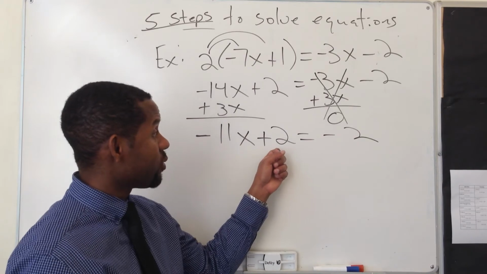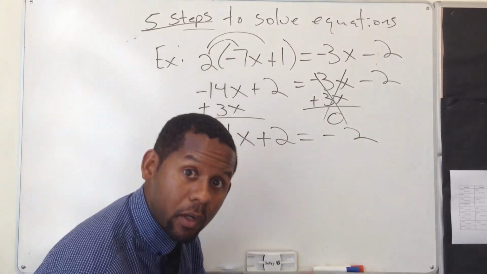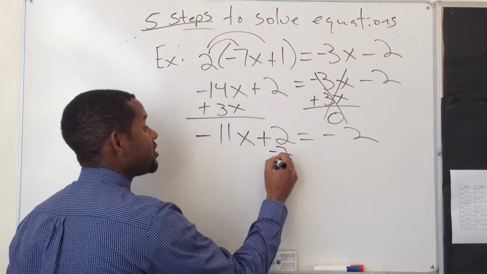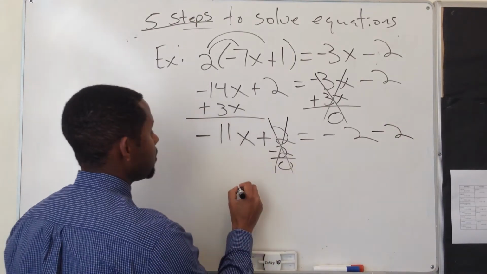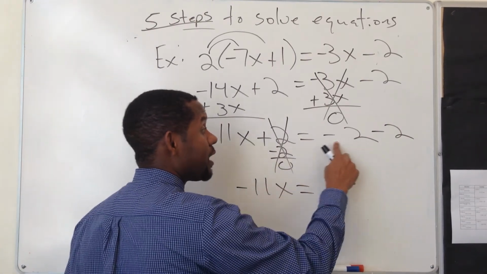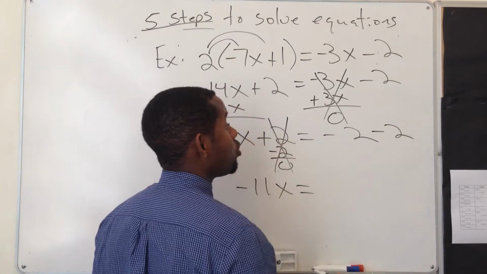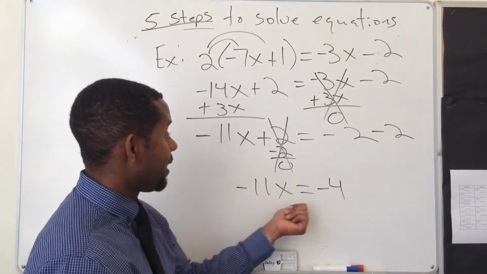I do not want this 2. I want all my constants over there. So how do I turn a 2 into a 0? 2 minus 2 equals 0. Hence they cancel out. Minus 2. -11x equals. I owe you $2 and I owe you $2 more. That means I owe you $4. I'm left with this.